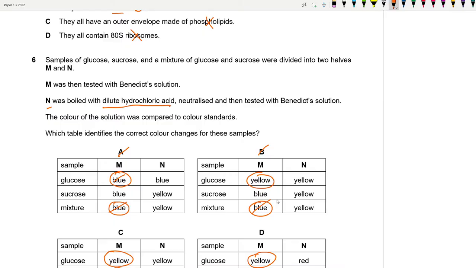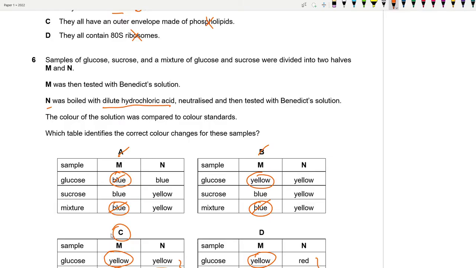Now let's see between C and D, what's the better answer? Here in the mixture we get red. This is correct because we have a mixture of everything. That means there's a high concentration of reducing sugar. Now between these two, our decision comes down to this. Basically, for the sucrose, when it breaks down, going from blue to red is a big change. I don't think we have enough reducing sugar to produce this change. Like from blue, it might go to yellow, but going to red is a bit too much. So the answer should be C. This is the best answer here.